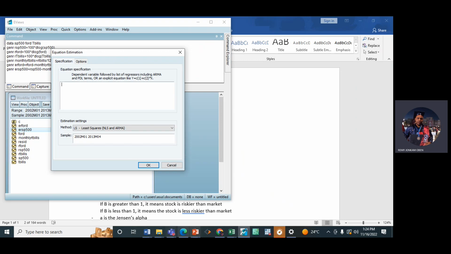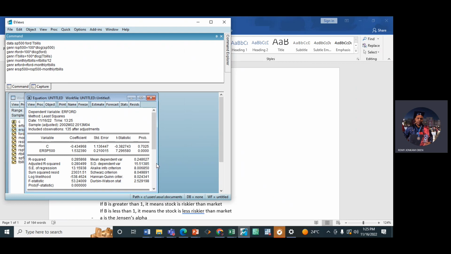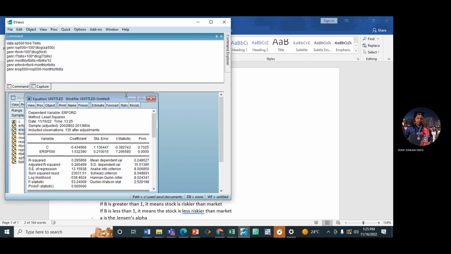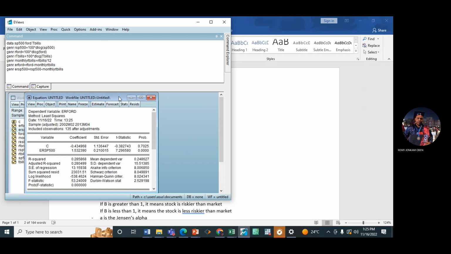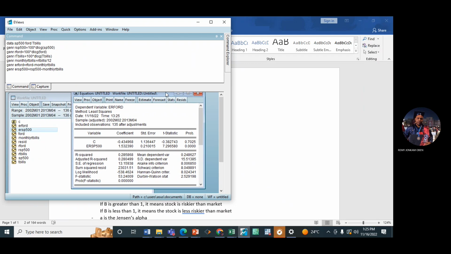So what's the dependent variable? Expected return of 4. You give a space, you put C for the constant, you give a space, and then you put the independent variable, expected return SP 500. And you just press enter. You get the regression results. Quite easy, right? This is our regression results, guys.